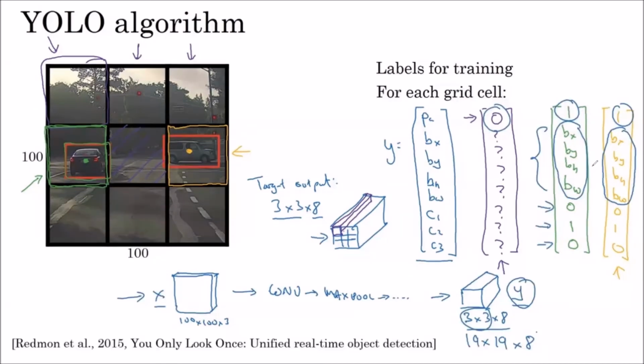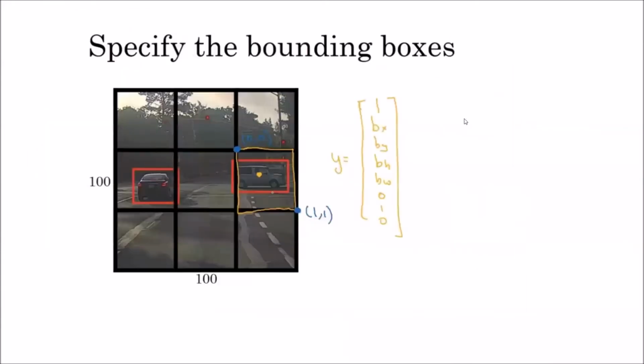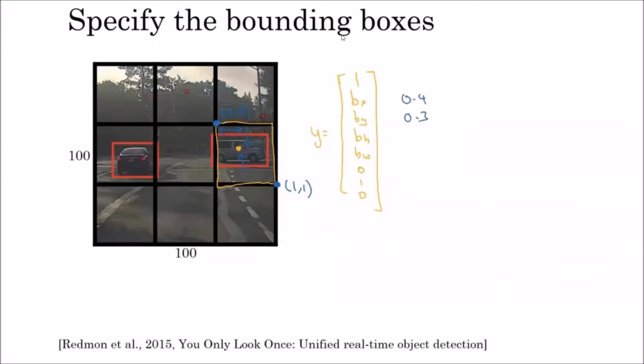Now the question is, what are these values bx, by, bh and bw? How do we represent these values? We are taking an example where the car is present. For this box, we are taking the coordinates 0, 0 here and 1, 1 here. So the center of that box, the center of that object, the coordinates we are getting are 0.4 and 0.3. So this is 0.4 towards the x and 0.3 towards y. That's why the coordinates of the center are given here.